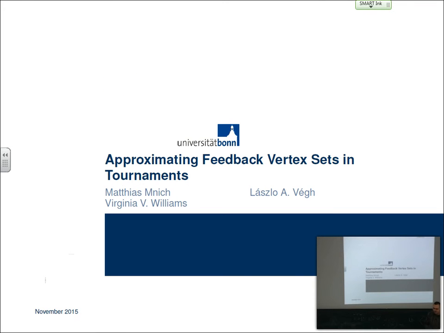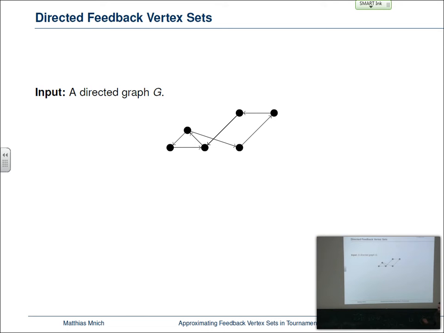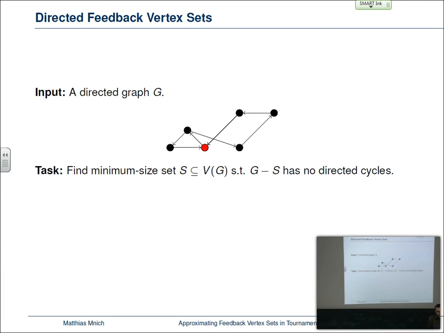Yeah, so this is joint work with László from the London School of Economics and Virginia Williams from Stanford. And we are interested in feedback vertex sets in tournaments. So what we are given as input is a directed graph. So here's a directed graph. And what we want to find is a minimum set S of nodes or vertices whose removal destroys all directed cycles. So we are left with a DAG.